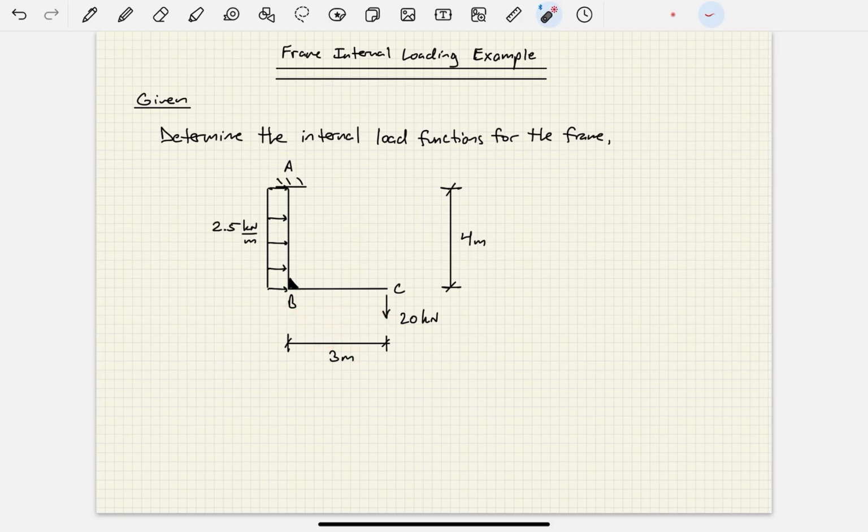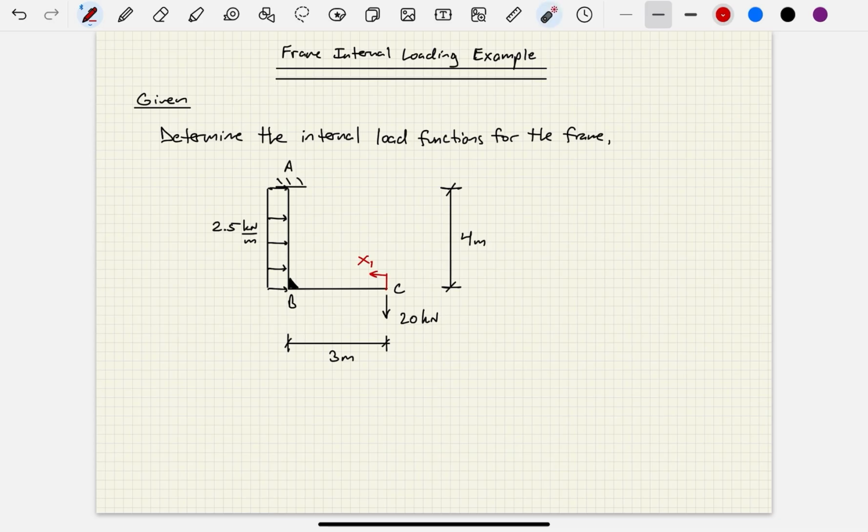Now, the first thing we want to do is notice that no location variables were defined for us. So we're going to define them ourselves. You have options here. Remember, the background information video says we have a lot of options for location variables. Here's what I'm going to do. I'm going to define x1 from point C and then pointing to the right being positive. So that's going to be my x1 location variable.